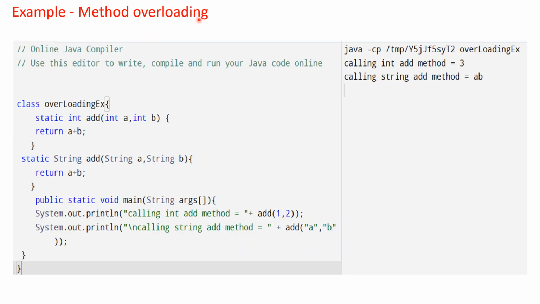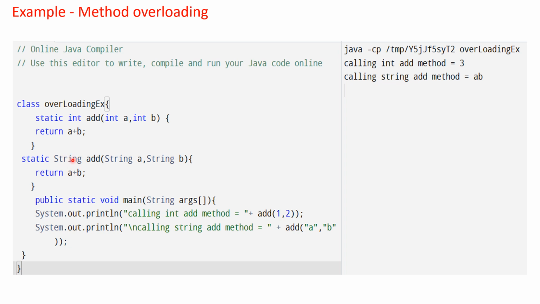Example for method overloading. I just used one of the online editors for Java, to run the program and get the output. So for the class overloading example, I have taken one method, static int add, an addition method with two parameters, and here again one more method, string.